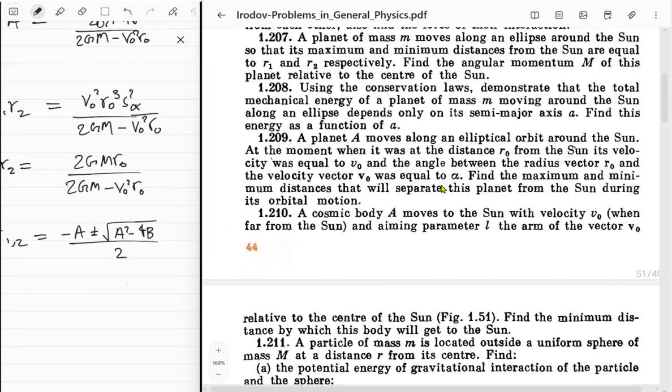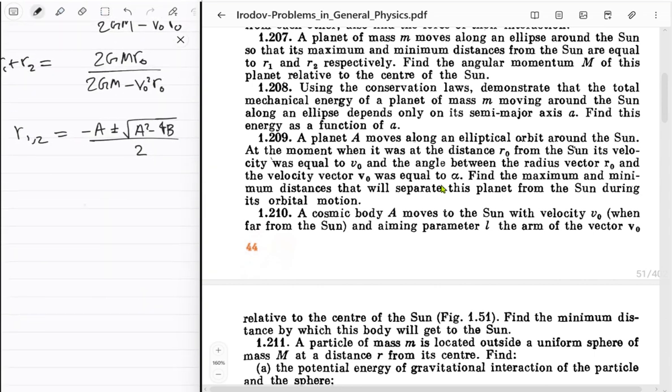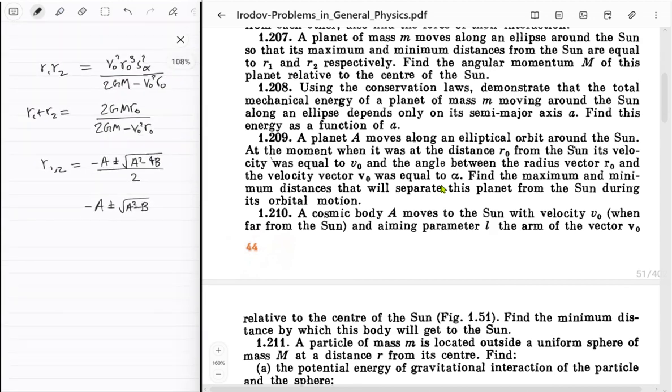That's right, that's where it stops, huh? Perfect. Or you could simplify a bit, just a bit. Call this thing a, then this can be written as just negative a plus or minus the square root of a square minus b, right? That's better than that at least. So that's what r1,2 is.